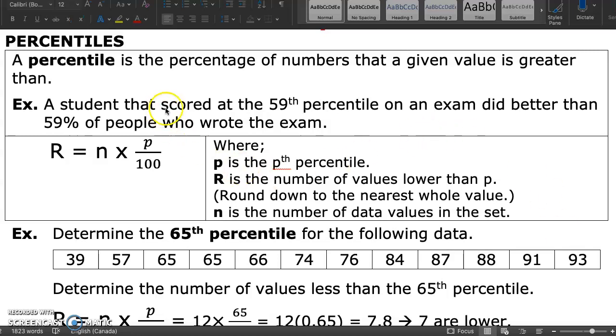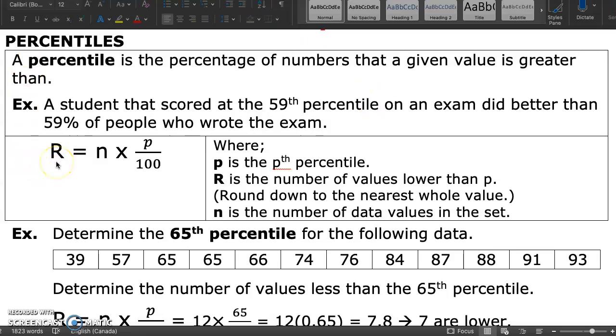So a student that scored at the 59th percentile on an exam did better than 59% of the people who wrote the exam. This percentile value does not tell you the mark that they got on an assessment, but tells you how well that particular individual did relative to the rest of the students, maybe on a test. In general, it's where is that particular value located in the data set? What percentage of the values is it higher than?